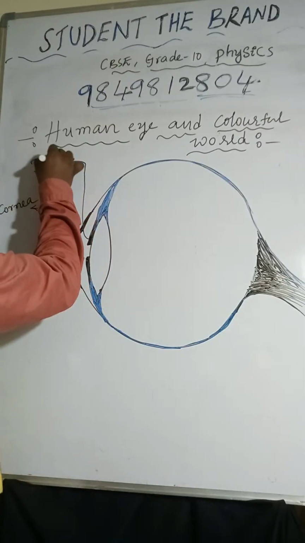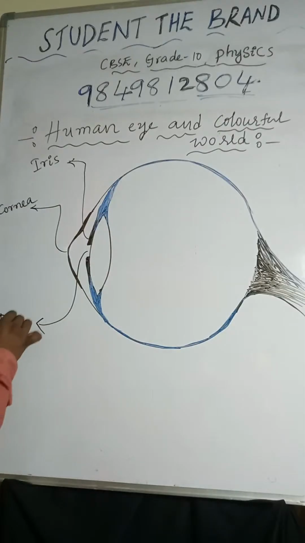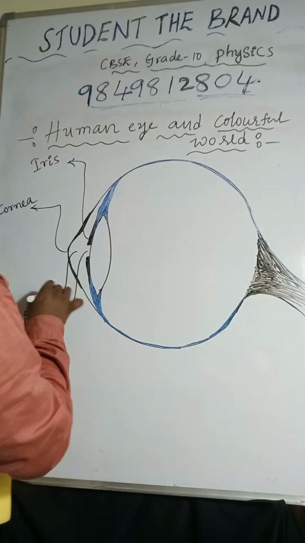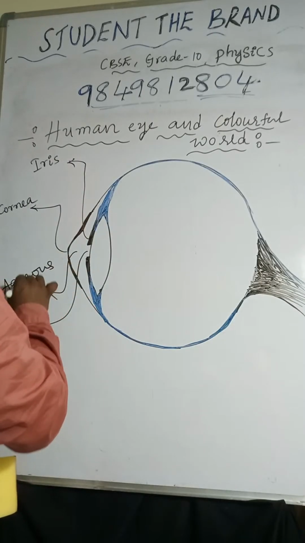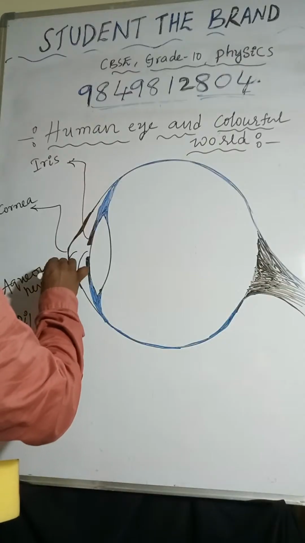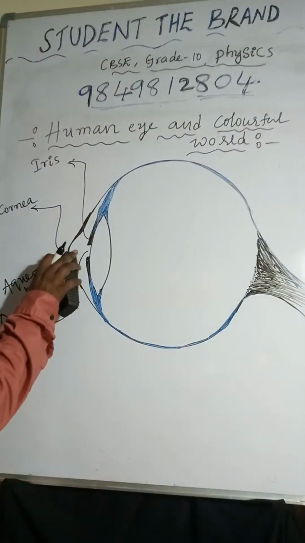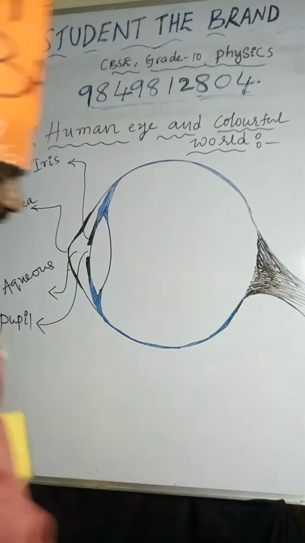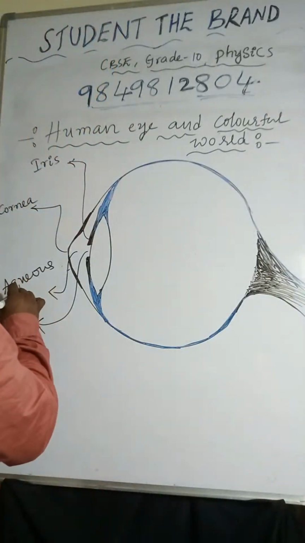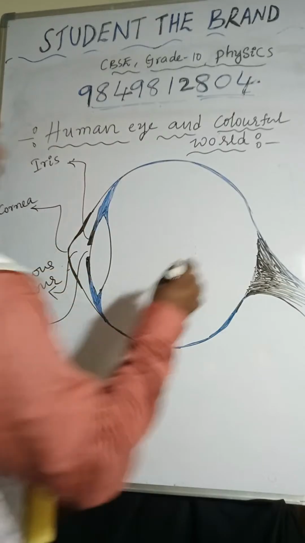Iris is a dark muscular diaphragm which controls the size of the pupil, and regulates the amount of light entering the eye. Aqueous humor, and vitreous humor.